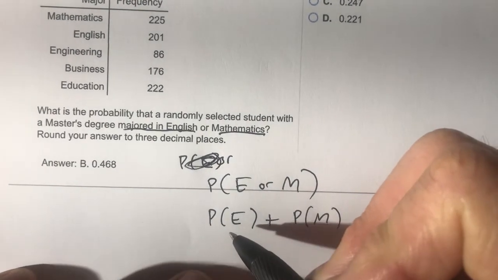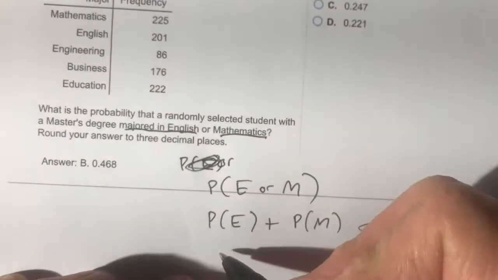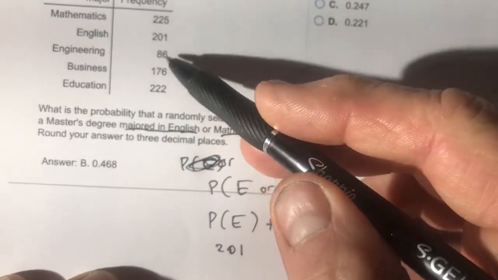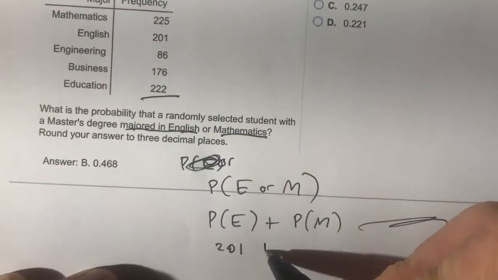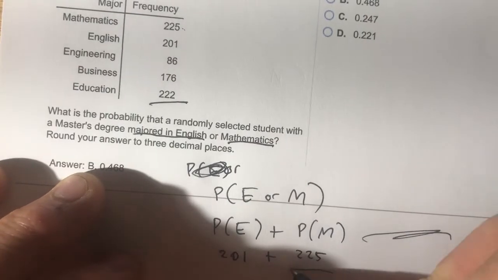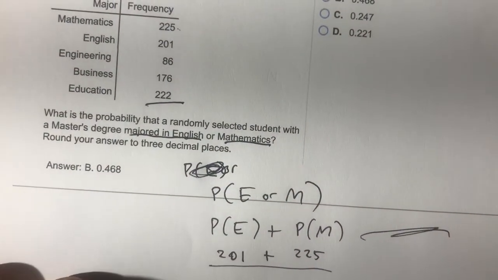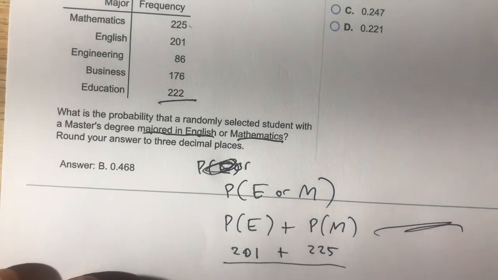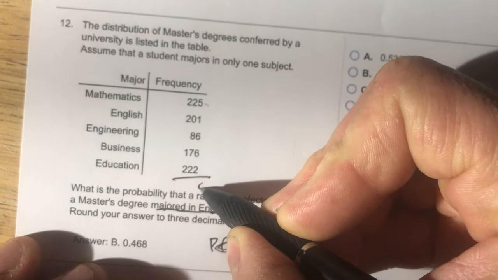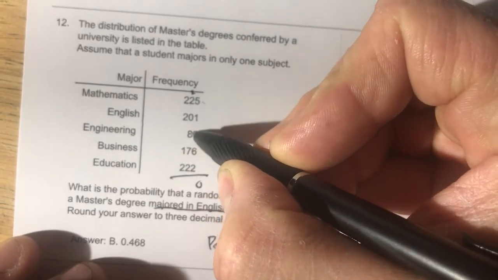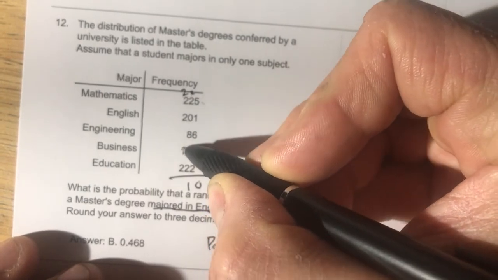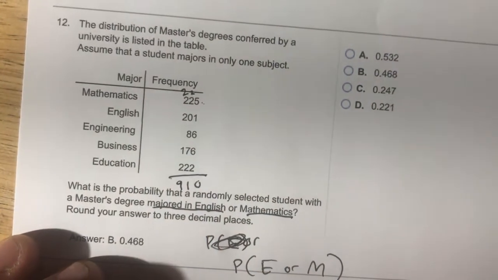All right, probability is English, that's 201 over the total, which I need to add all these up to find the total. Probability is math is 225, and I've got to add all these up to find the total. Okay, so let's do it. We're going 5, 6, 12, 18, 20. Carry my 2, 4, 12, 19, 21. 2, 4, 6, 7, 9. 910.